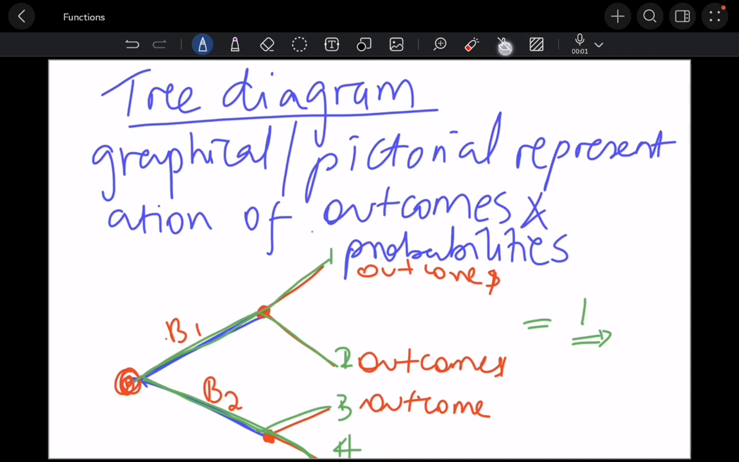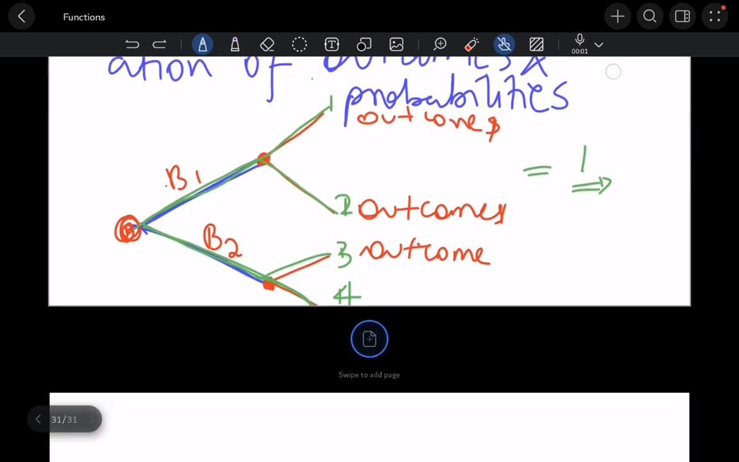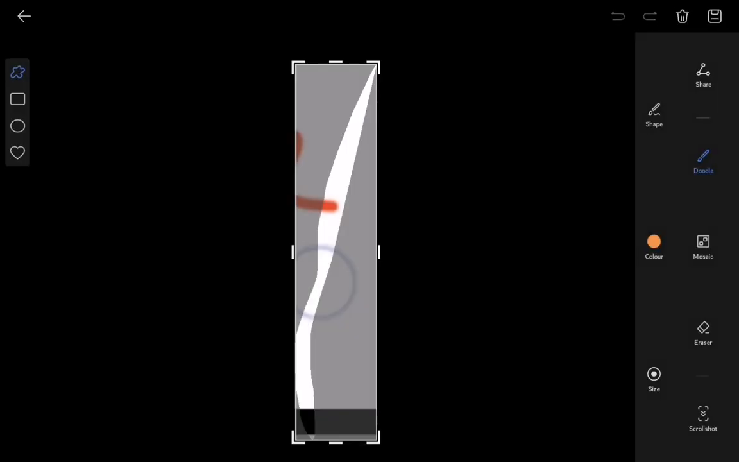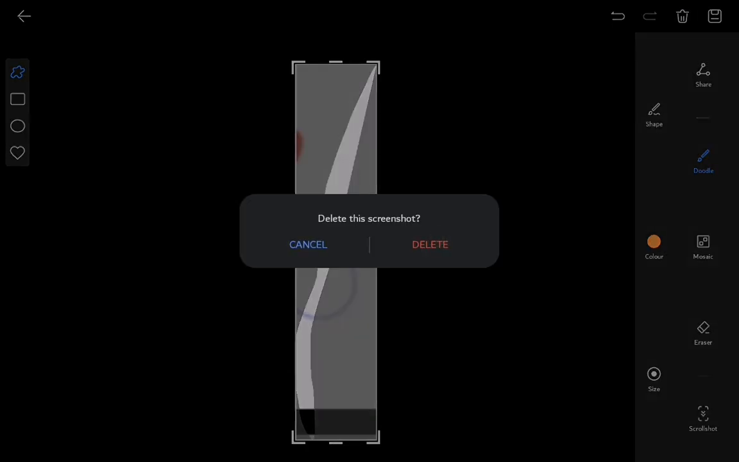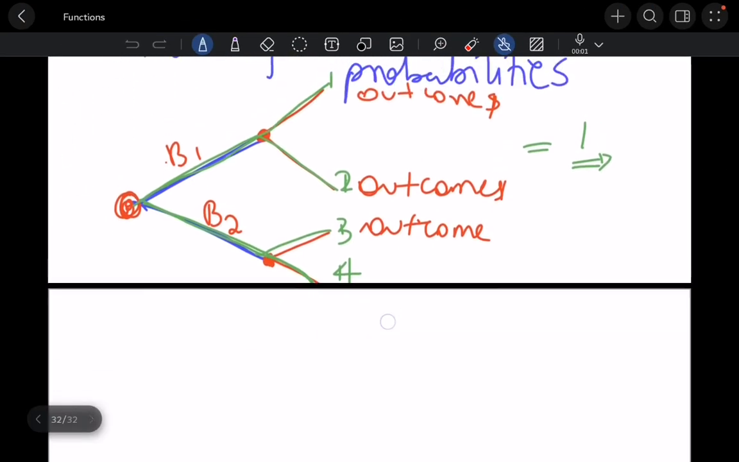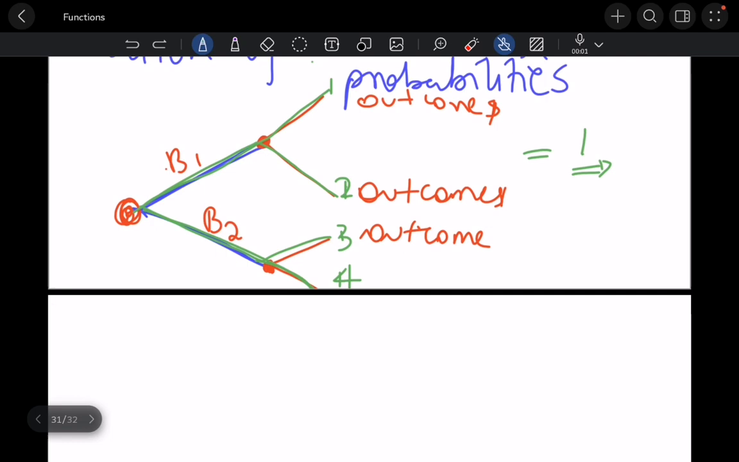One other thing to note is that the events are independent. The events between the branches or between the outcomes are independent of one another. What does that mean? The outcome of B1 is independent of the outcome of B2.